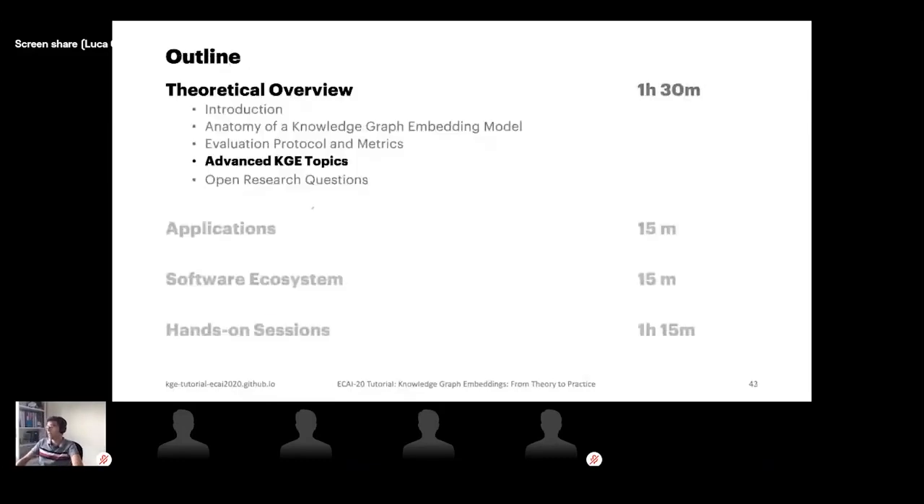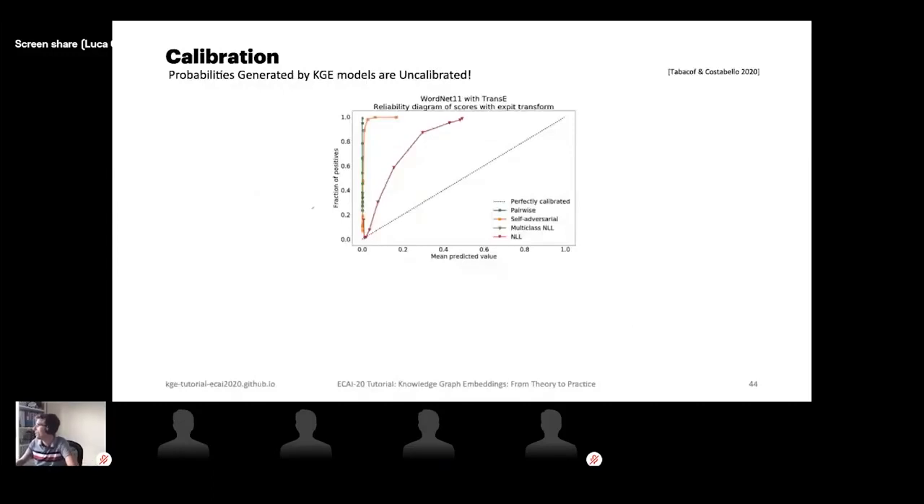Okay, so having said that, I would like to spend a few words on some, I call them advanced knowledge graph embedding topics, right? It's an overview of some aspects which are important to consider when using these models in practice. One of these aspects is about calibrating probabilities, right? One of the problems KGE models have is that they're uncalibrated. The scores returned by these scoring functions at inference time can be turned into probabilities by using a logistic function. But these probabilities are really uncalibrated.